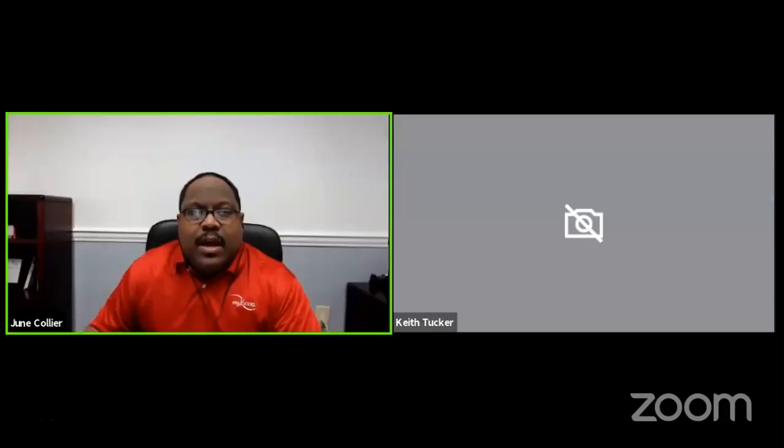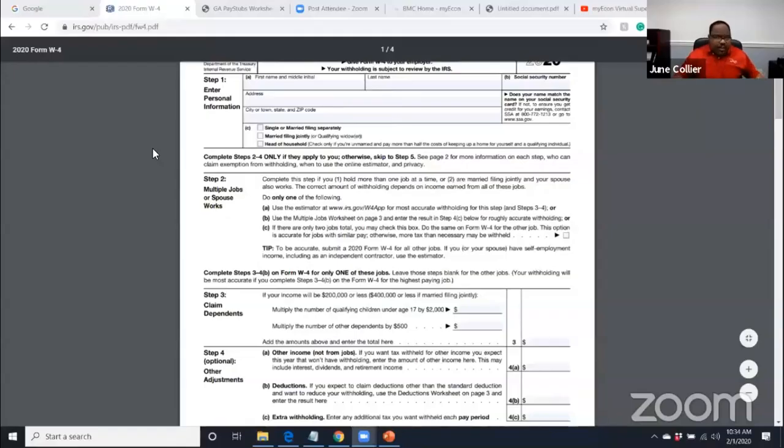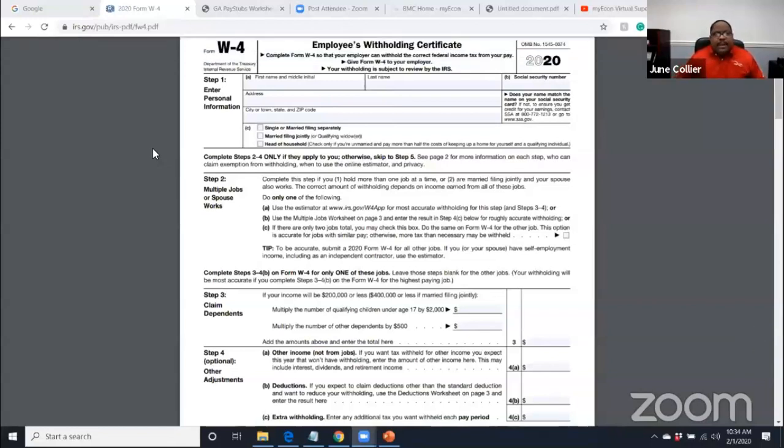And so what we're going to do is jump into the Form W-4 training. Like I said, this is the first type of thing that you want to cover with your new prospect when they come into the business. Now, for many of you, you know that the W-4 actually changed significantly in 2020. And so there's a lot of different changes.